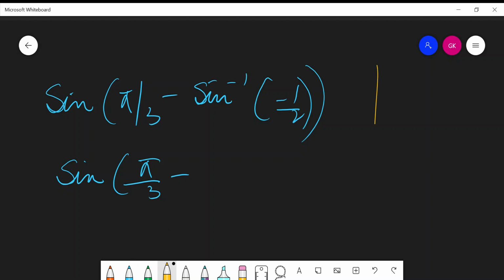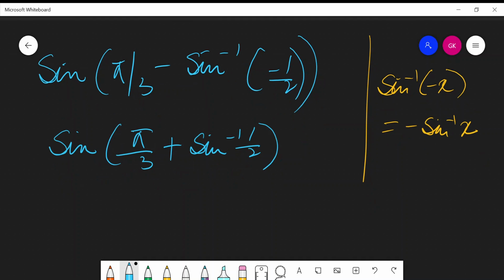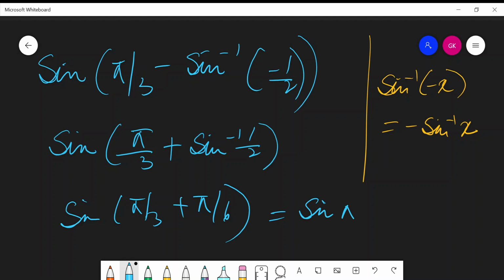Now what is sine inverse of minus x? That is minus sine inverse x. So this negative you can write it, so this will become positive after applying this. So this is minus sine inverse half. Sine inverse half, that is 30 degrees. 30 degrees you write as pi by 6. So this will be pi by 6. So sine 60 plus 30 means sine 90, sine pi by 2, which gives you 1. So that is another set of questions.